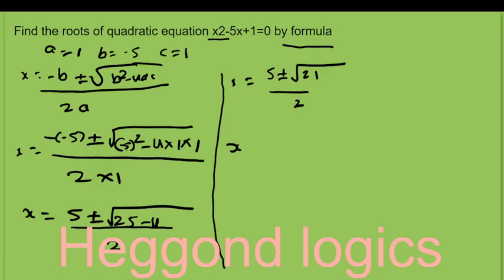Then write the two roots. x is equal to 5 plus square root of 21 by 2, and another one is 5 minus square root of 21 divided by 2. These are the roots of the quadratic equation. This question will be one of the simple questions.